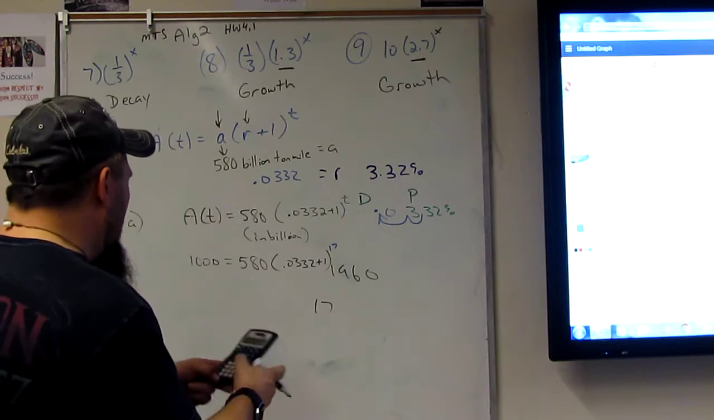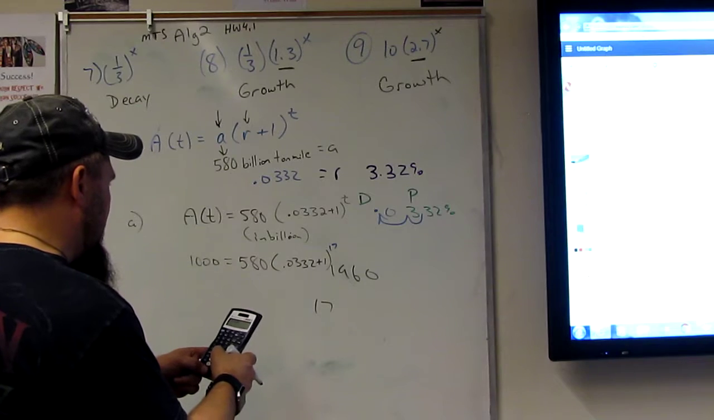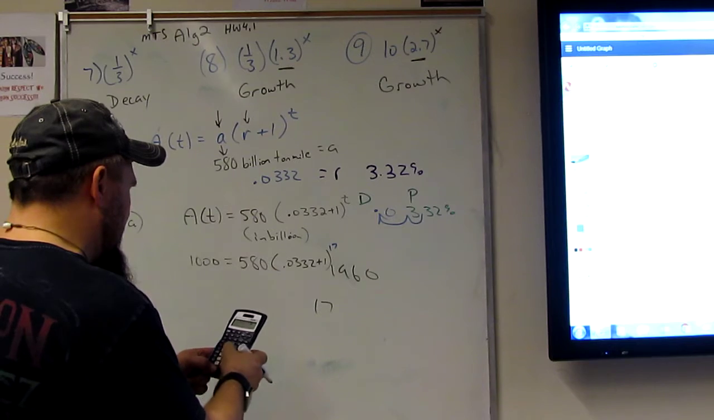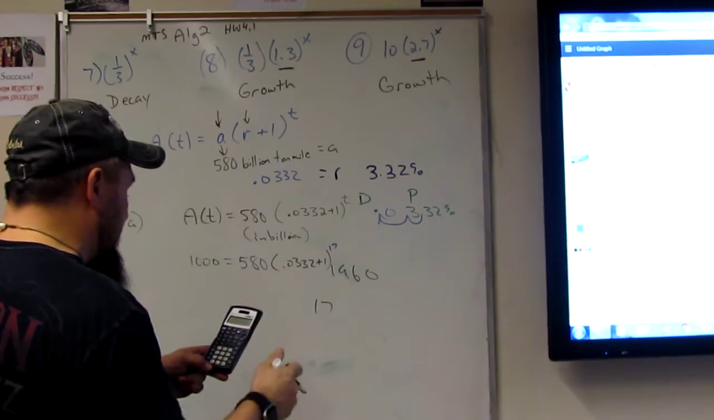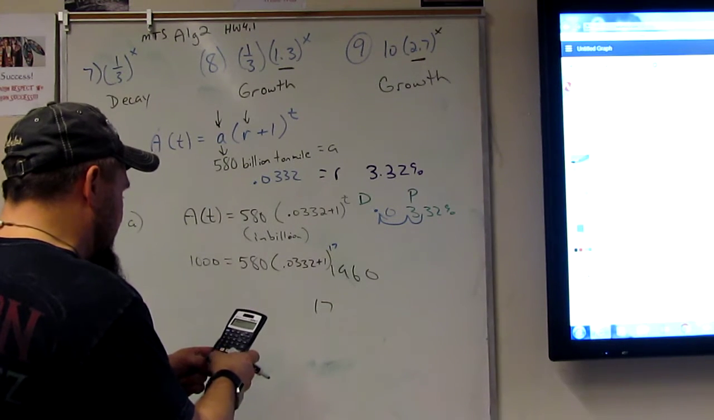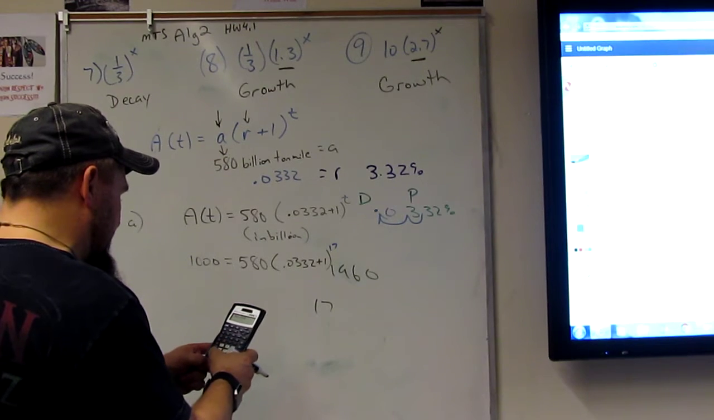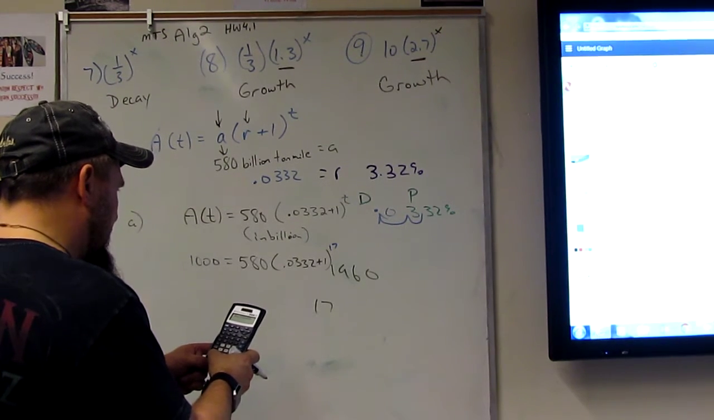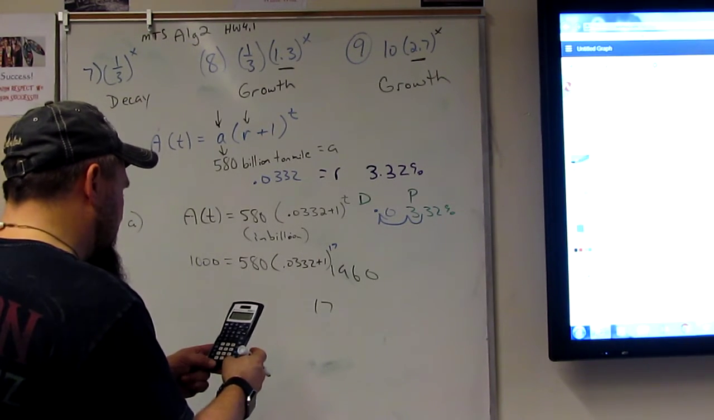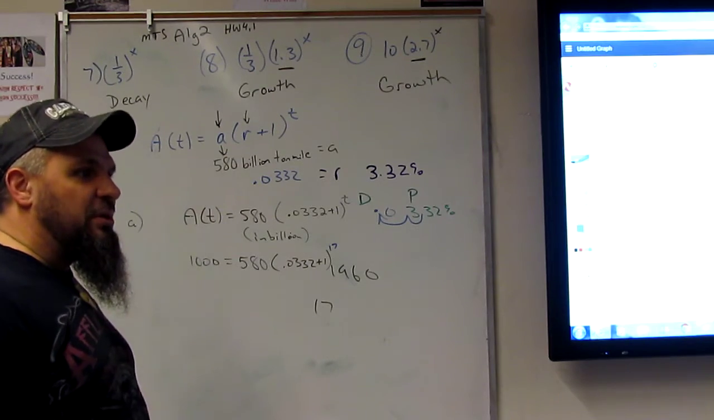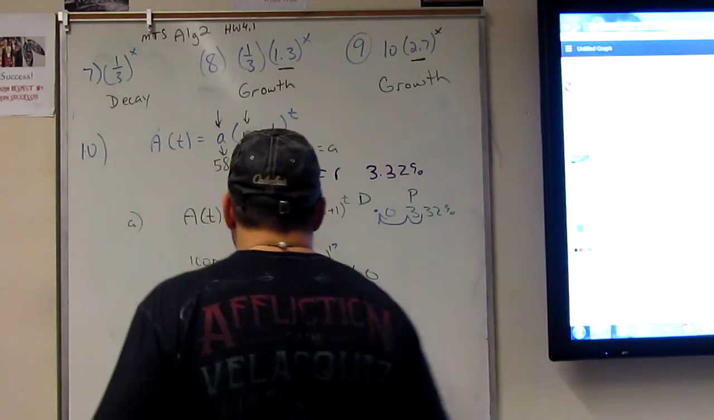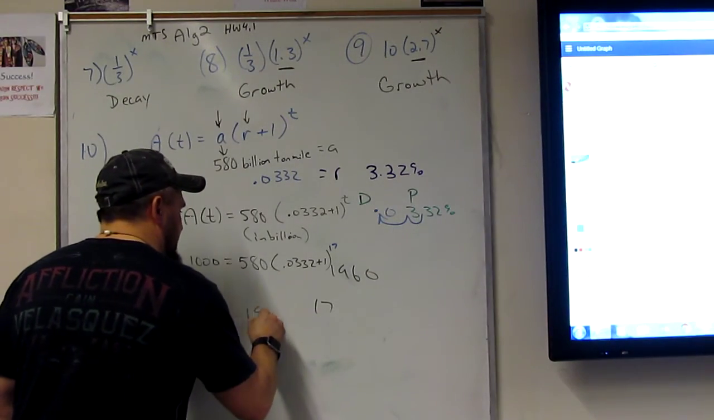We'll try it. So we'll go 1.0332 raised to the power of 17 equals, and then I'm going to multiply that by 580, and then 1, 2, 3, 1, 2, 3, 1, 2, 3, and then equals, 1 trillion. So I think we're good, right? So 17 years, or in other words, I would say 1977.